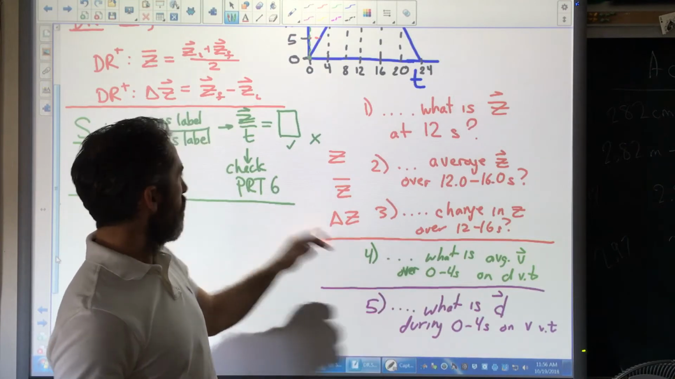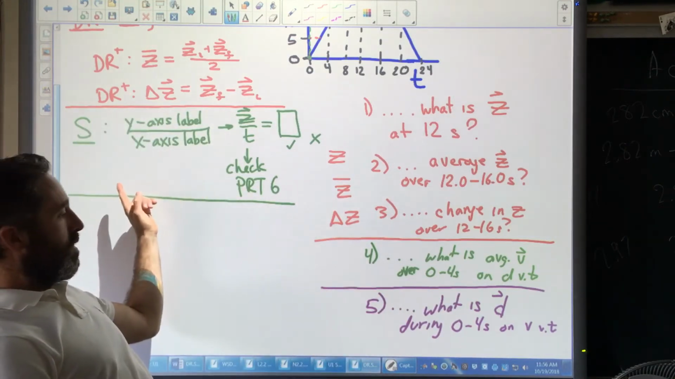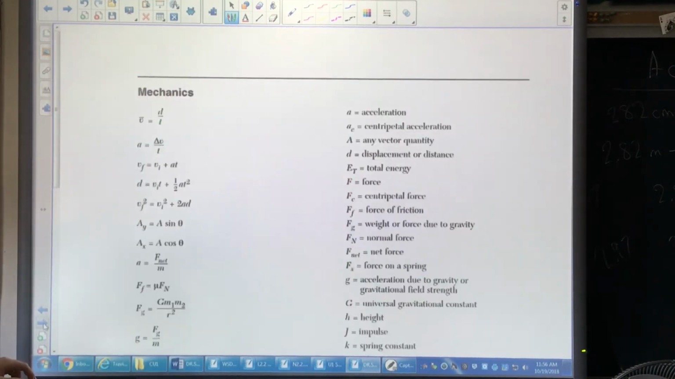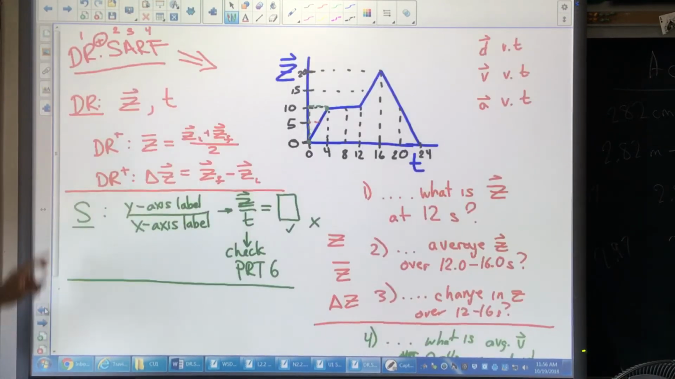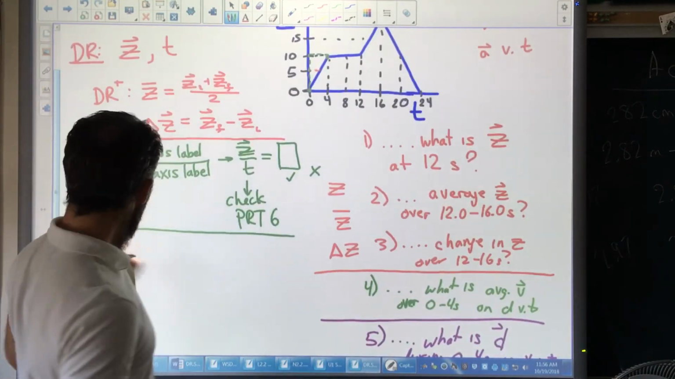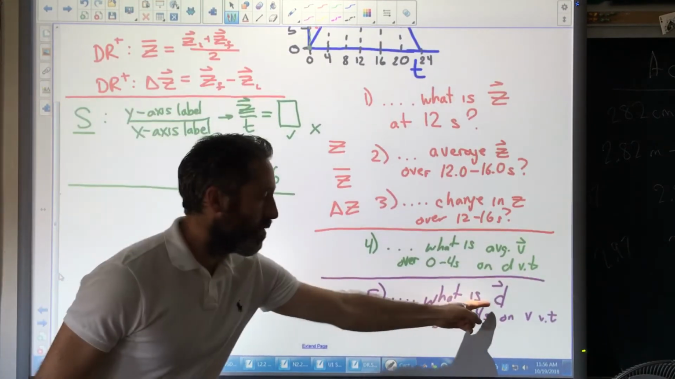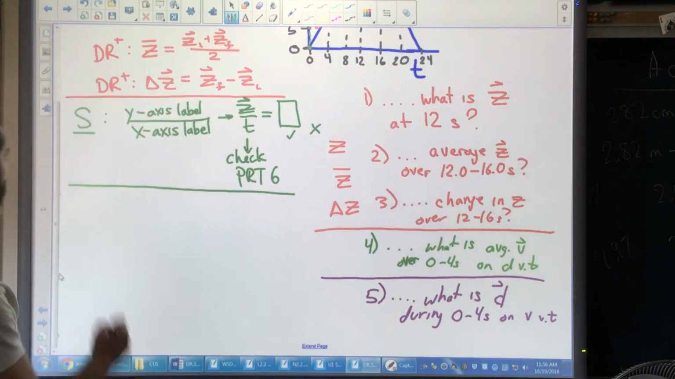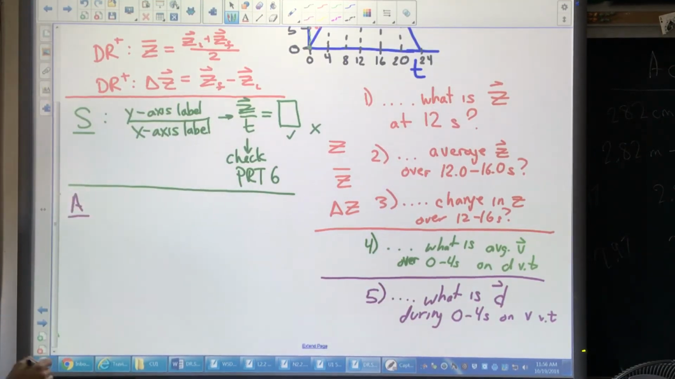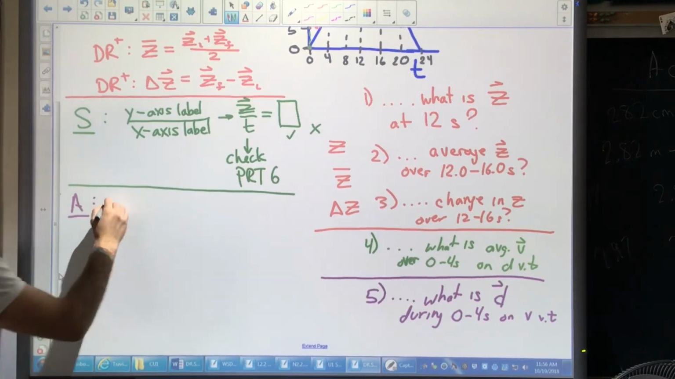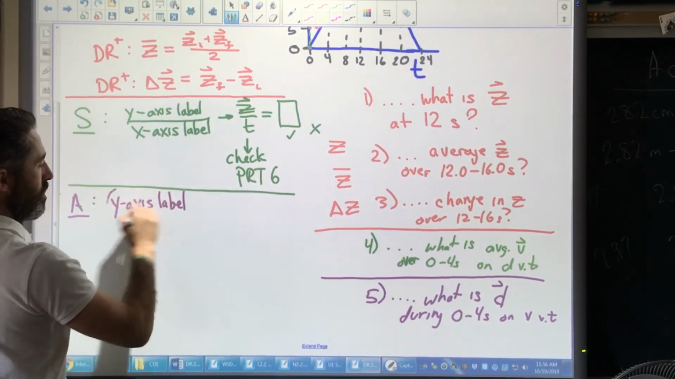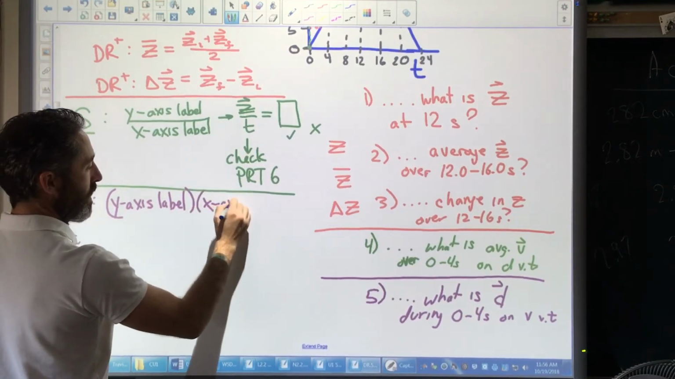Next, you would try slope, and you would try v over t. Check your reference table. v over t is actually acceleration. So it is something, but it's not what we're looking for. So slope's not going to do it. The next thing to try is area. And area is always the y-axis label times the x-axis label.